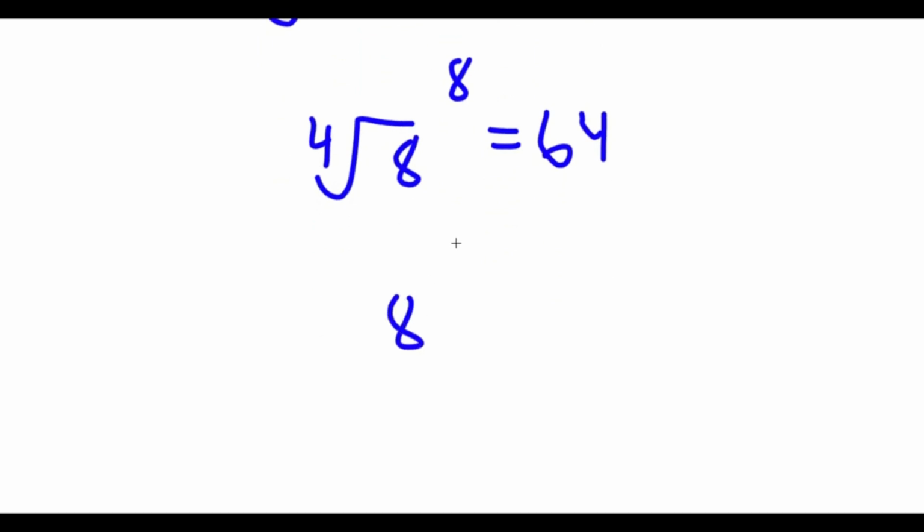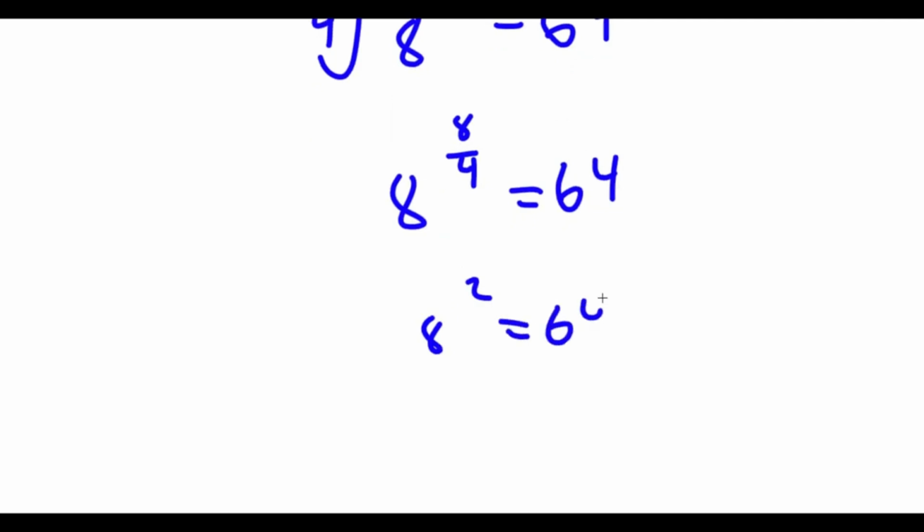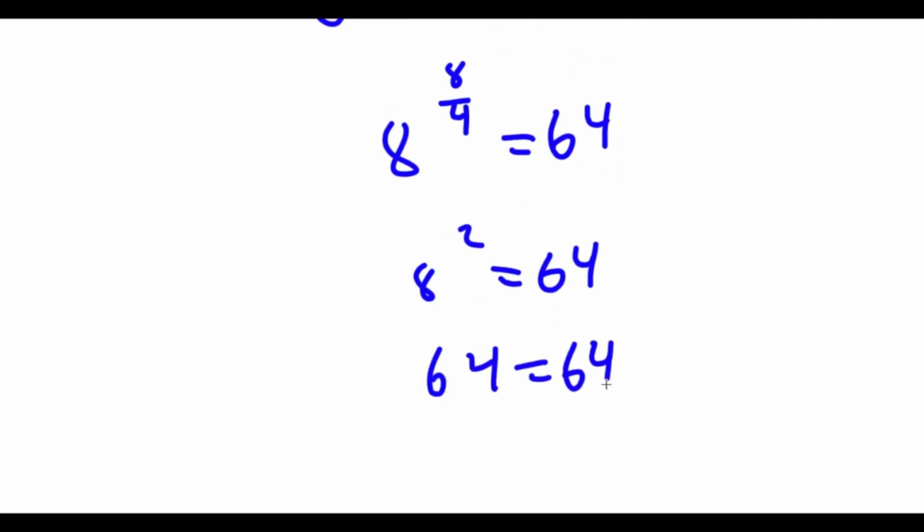Now this is the same thing as 8 to the power of 8 over 4 is equal to 64, meaning 8 to the power of 2 is equal to 64, and 64 equals 64. So this is right.